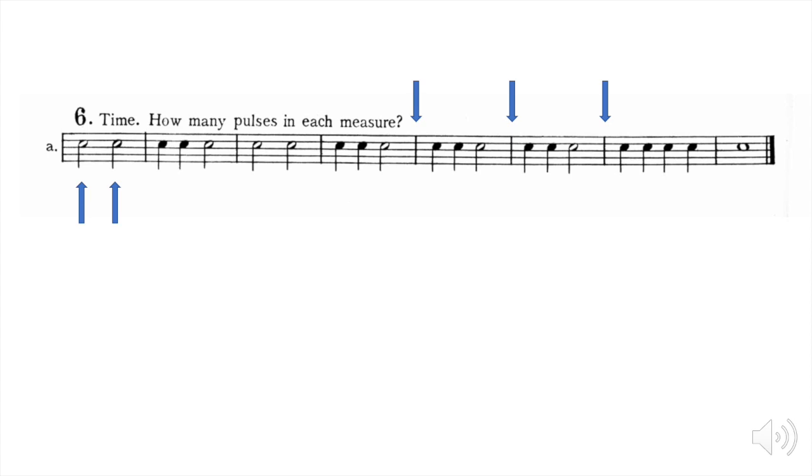So let's do that one more time. Let's look at the second measure. Here's a 1 pulse note and a 1 pulse note and a 2 pulse note. So if we think about the total number of pulses between those 3 notes, we would once again conclude that there are 4 pulses in this measure as well. And you can continue counting the pulses in each measure here, and hopefully you'll find that there are 4 pulses in each measure.